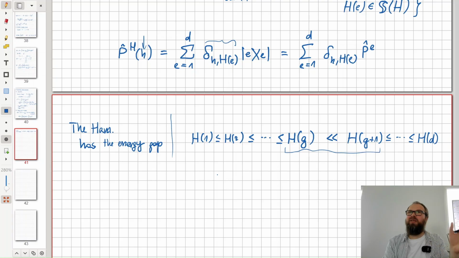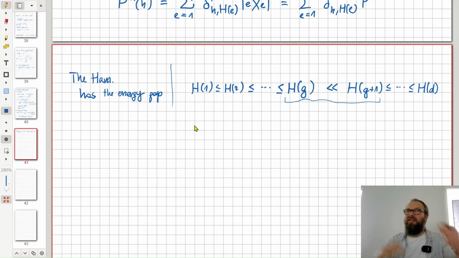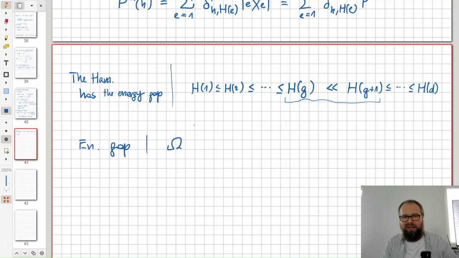So the difference between those two levels, maybe it's much bigger than the whole spread of, let's say, energies below the gap. That's why it's big, let's say. So there are some energy levels, and then, whatever, something happens above. So we have an energy gap, and let's invent a name for it, omega. And this will be just EG plus 1 minus EG.